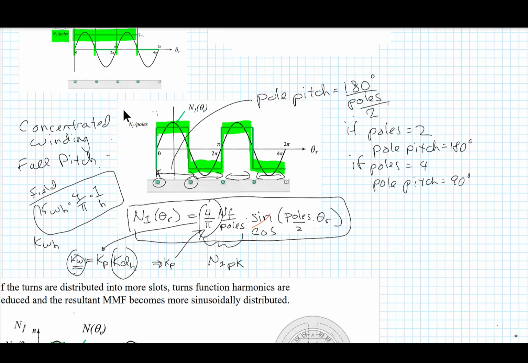So if we wanted to have a function for the turns that reflects this exact shape, that function for the field winding as a function of theta r would be equal to the sum from h equal 1 to infinite number of harmonics, 4 over pi times the harmonic distribution factor times the total turns per pole times cosine of h pole pairs theta r.